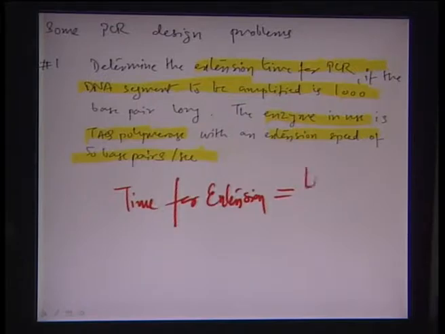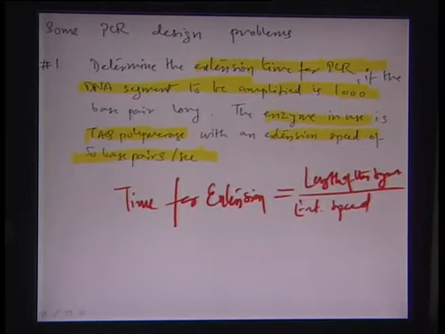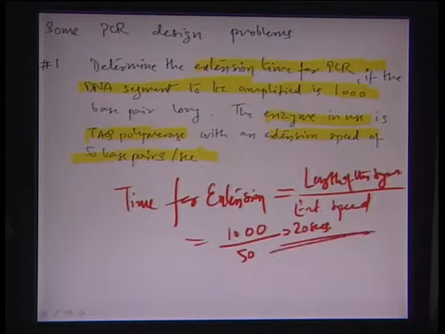equals the length of the segment divided by the extension speed. That's about 1000 by 50, 20 seconds. Okay.